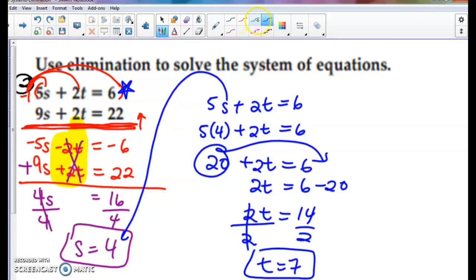Very last part is always put these in alphabetical order. Since we don't have x and y, we're going to put 4, and then our 7, and we're good to go.